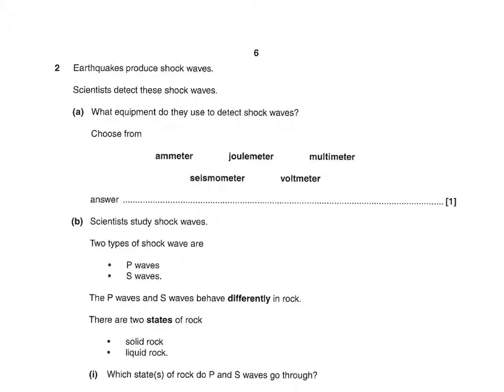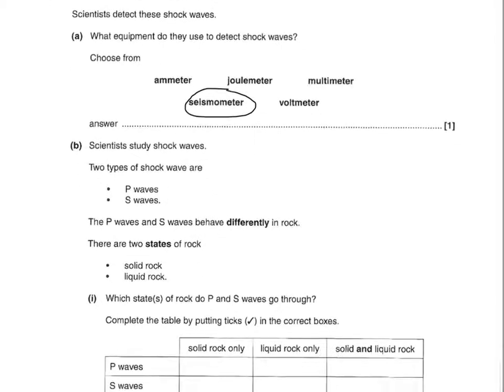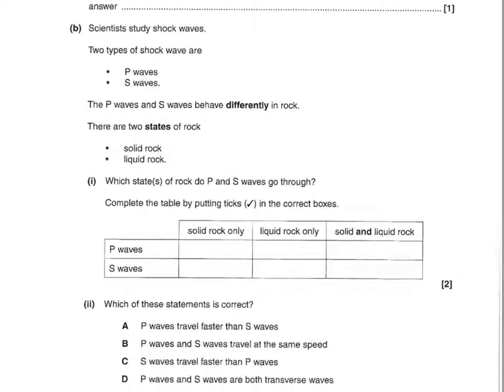Next question. Earthquakes produce shock waves. Scientists detect these shock waves. What equipment do they use to detect the shock waves? So choose one of those, and they use a seismometer to detect the shock waves. And it says, scientists study shock waves. 2 types of shock wave are P waves and S waves. The P waves and S waves behave differently in rock, and there are 2 states of rock, solid rock and liquid rock. It says, which states of rock do P and S waves go through? Complete the table by putting ticks in the correct boxes.